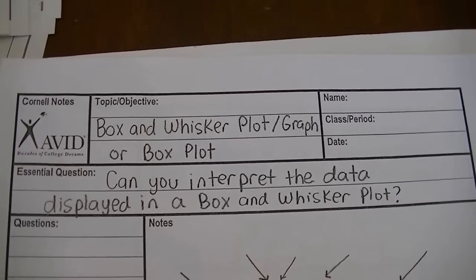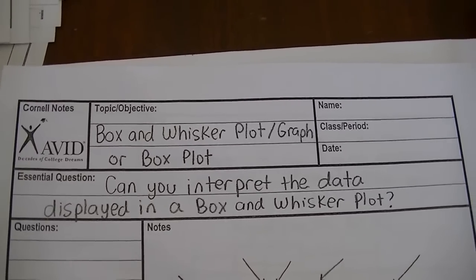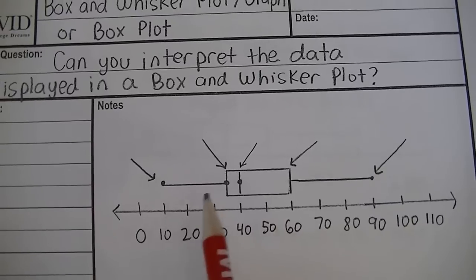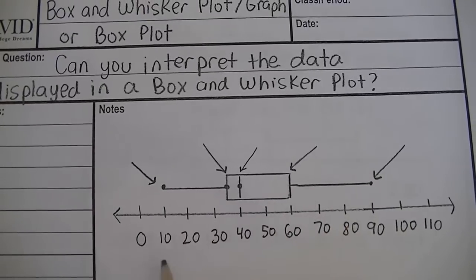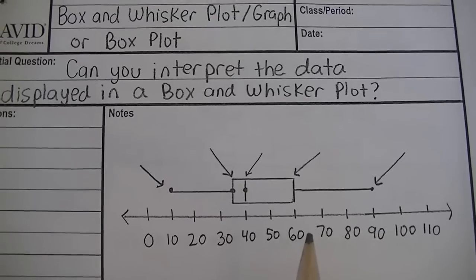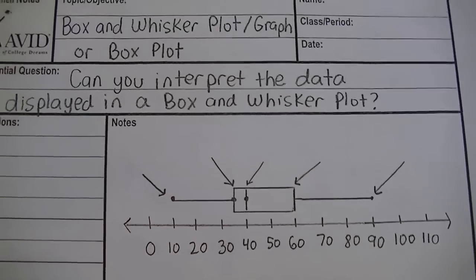The essential question is, can you interpret the data displayed in a box and whisker plot? So right here I have a box and whisker plot, but before we go into labeling the parts of it and the key ideas behind it, I want to go ahead and just show you how to create one, okay? You don't have to create one, but you do have to listen to me.